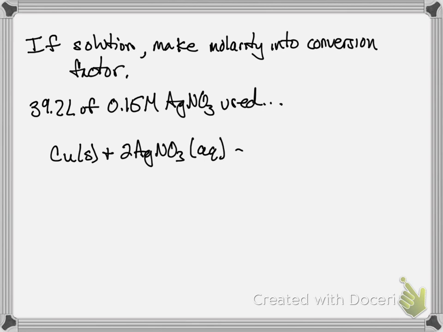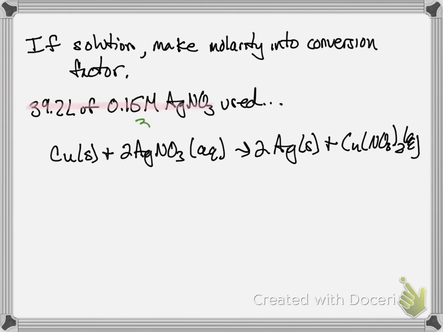So we're going to use the same balanced chemical equation here, but for our given information, let's say that we were told not how many grams of silver nitrate were dissolved, but instead that 39.2, that should say milliliters, I will fix it here, of 0.15 molar silver nitrate is used. Okay, so that's your given information. So you're going to write both of those over the substance in the balanced chemical equation.